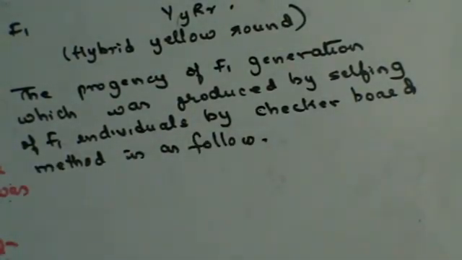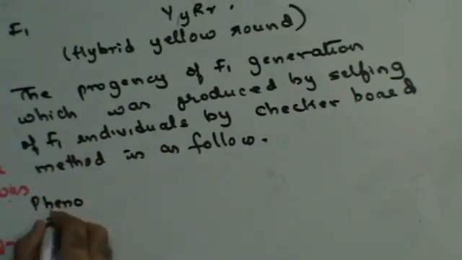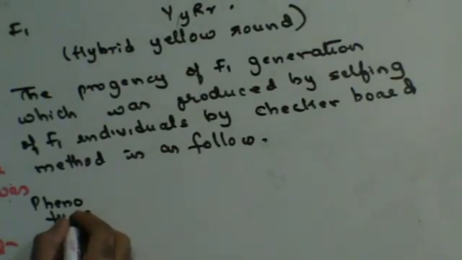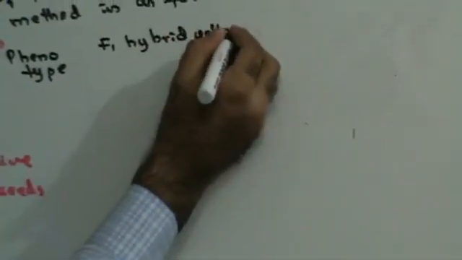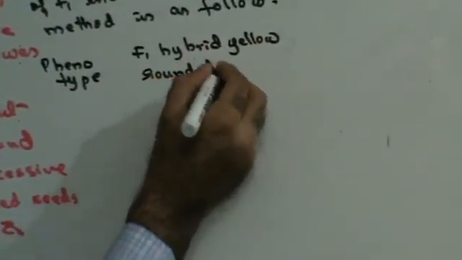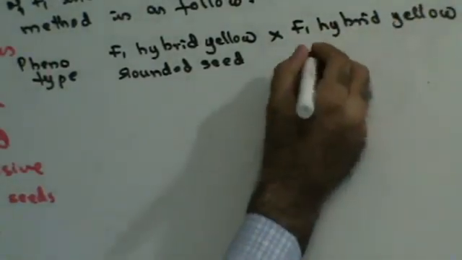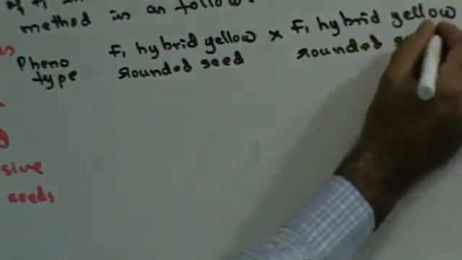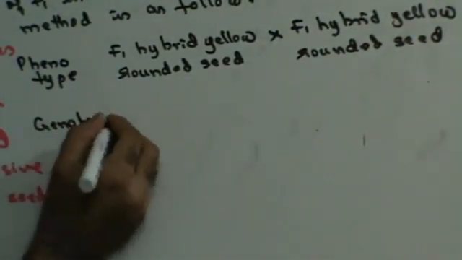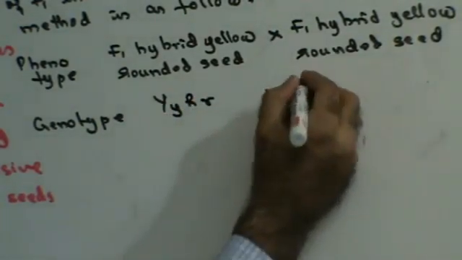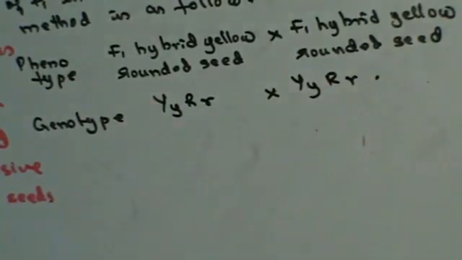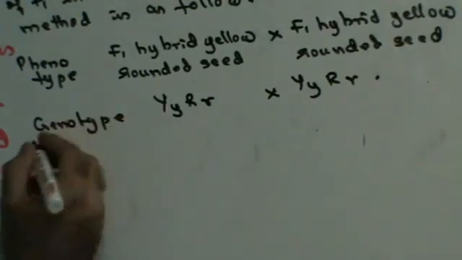You have the phenotype. My phenotype is F1 hybrid yellow rounded seed, which would cross with another F1 hybrid yellow rounded seed. The genotype for this will be YyRr, and this is YyRr, right?